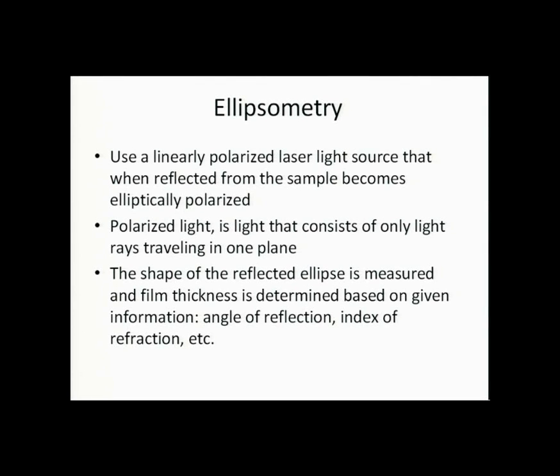So what happens is the shape of the reflected ellipse is measured by a detector, and therefore the film thickness can be determined based on certain given information, whether that's the angle with which you set up your laser and detector, that'll be the angle of reflection, or perhaps you know the index of refraction of the material you're working with, and then you can conclude its thickness.